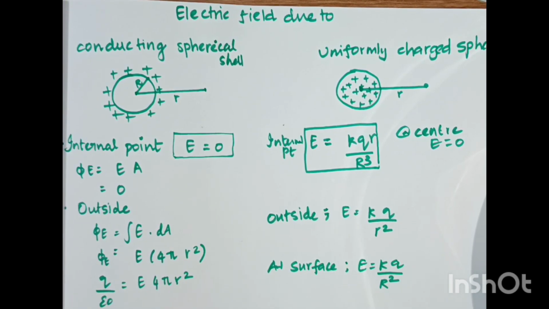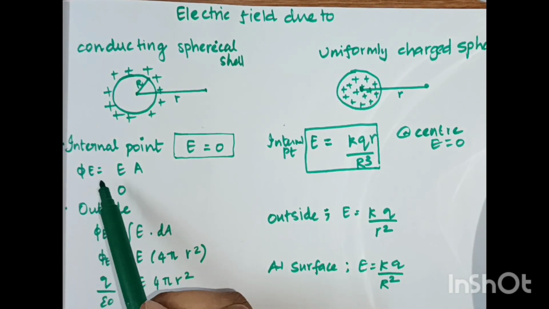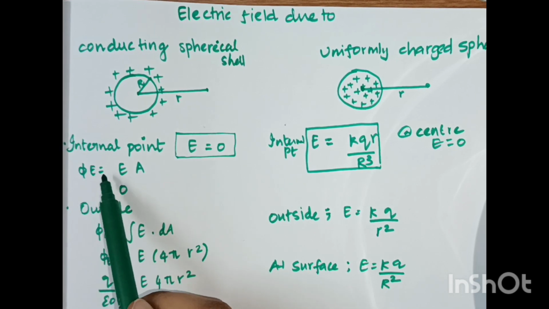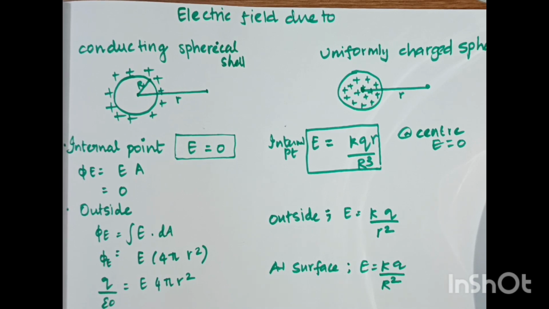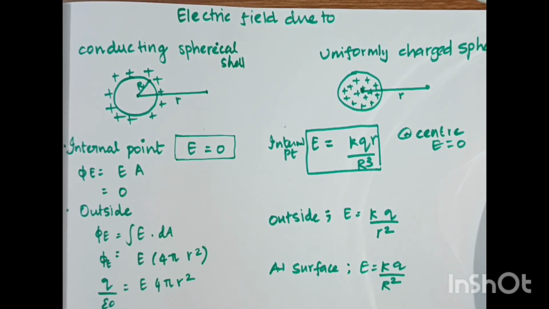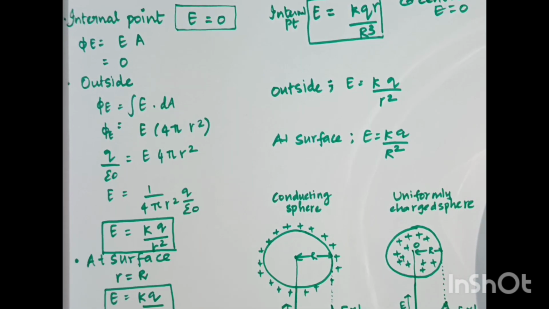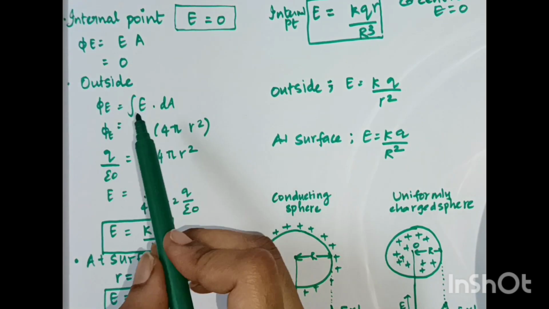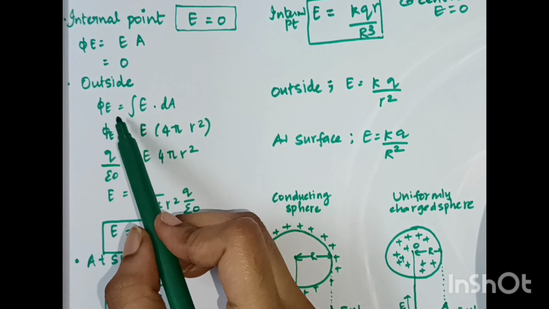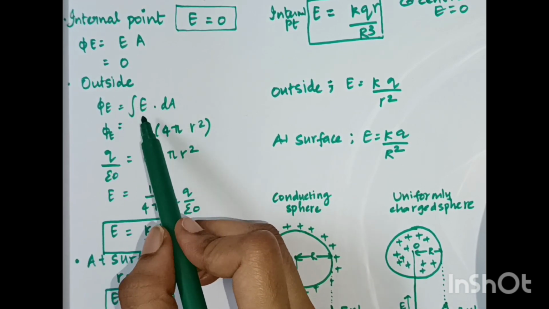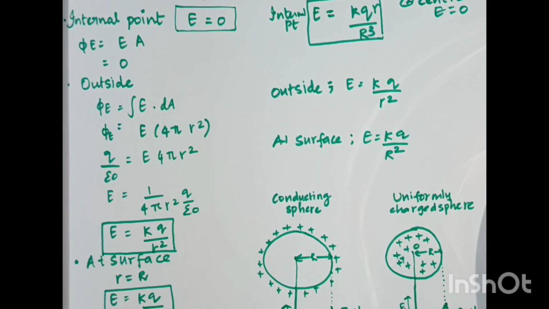Now I have shown phi E equals EA, and that equals Q enclosed by epsilon naught. Q enclosed is 0, so it is 0 only. Now let us consider a point outside. For the point outside, we are going to assume a Gaussian surface. We know phi E equals the integral of E dot dA, that is electric field and area dot product.